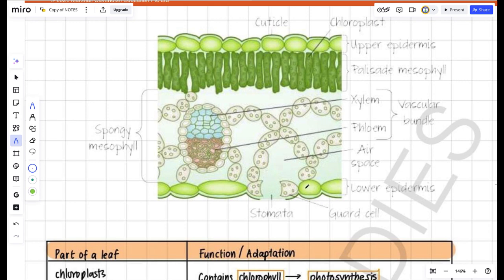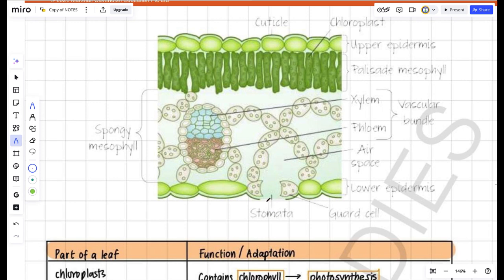The lower epidermis contains what we call the stomata and the guard cells. These two can open and close. They are called the guard cells. When anything wants to go in, they open. When nothing is going in, they close back. And this entrance is called the stomata. It is the passage where things go into the leaf and out of the leaf at the bottom side of the leaf.